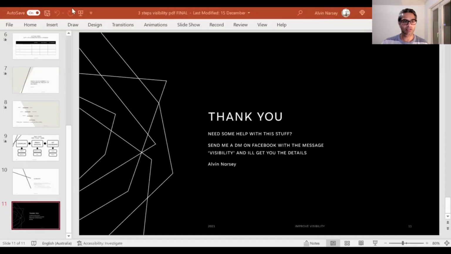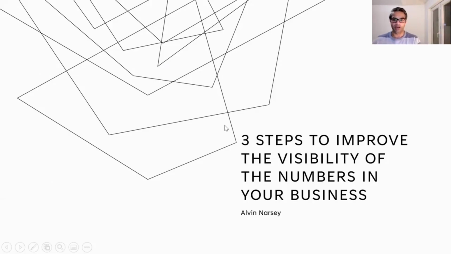Just bringing up the presentation, and let's go. Okay, so here we are. These are the 3 steps we're going to work through today to improve the visibility of the numbers in your business, okay? So how's this going to work?